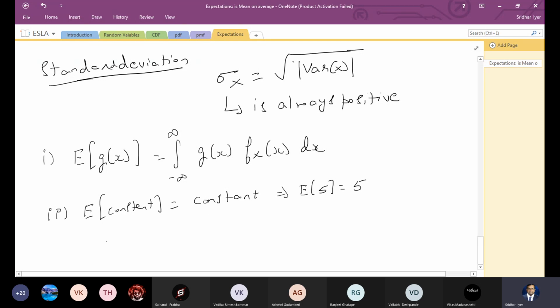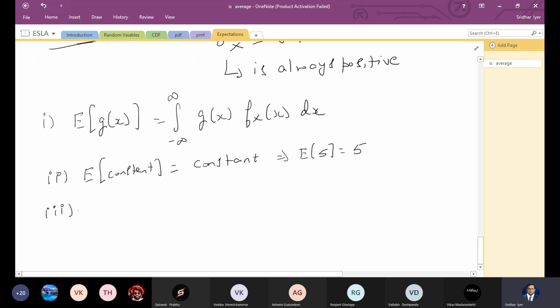Third property, and we'll prove this property when we solve the numerical, so don't worry about how these have come. We'll actually prove them, right? Third is E of mu x, which we used to find the alternate definition of the variance, is just going to be mu x.